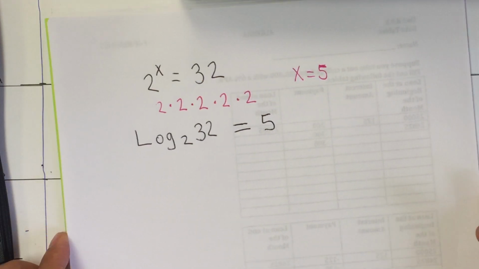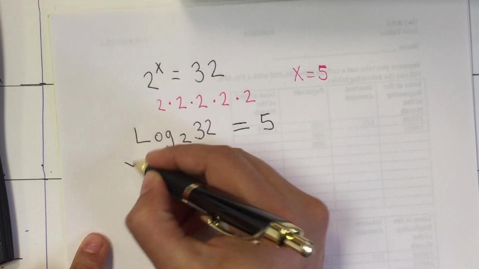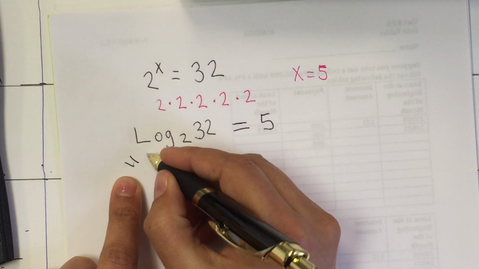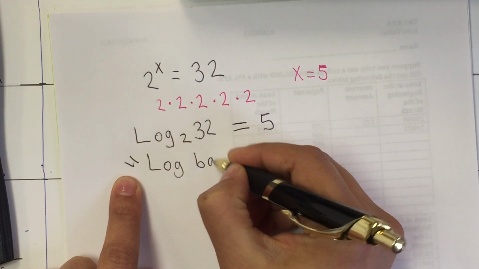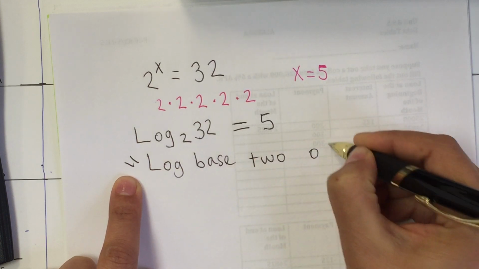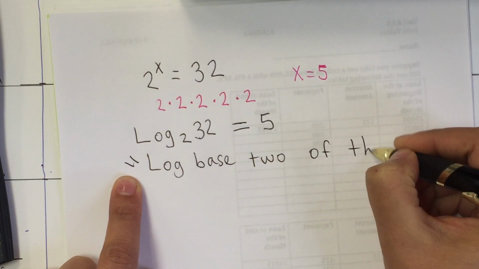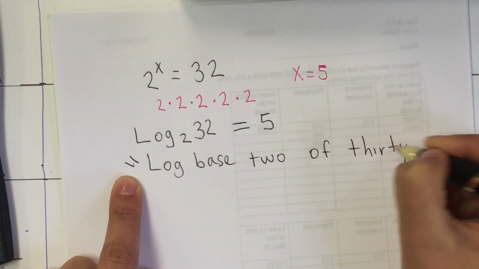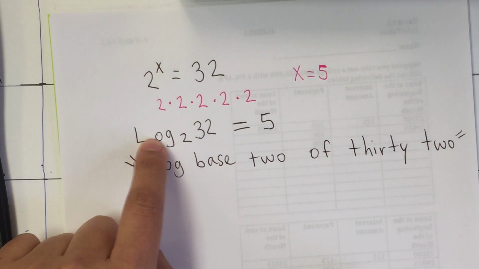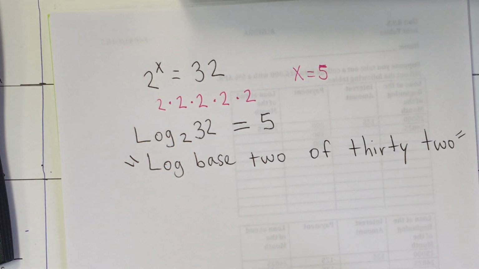Let's do another one. Oh, and I want you to know how we write it and how we say it. Log base 2 of 32. That would be the language that you would use. Log base 2 of 32.